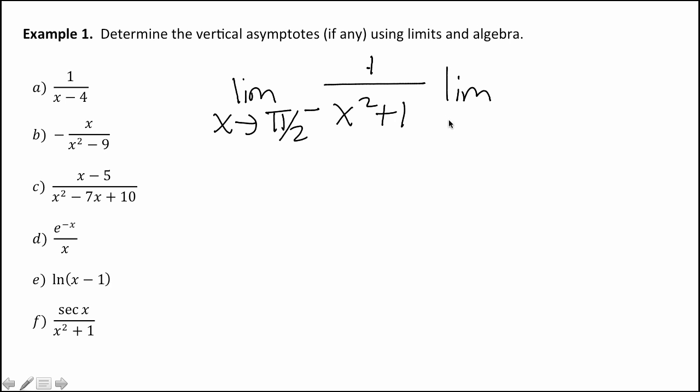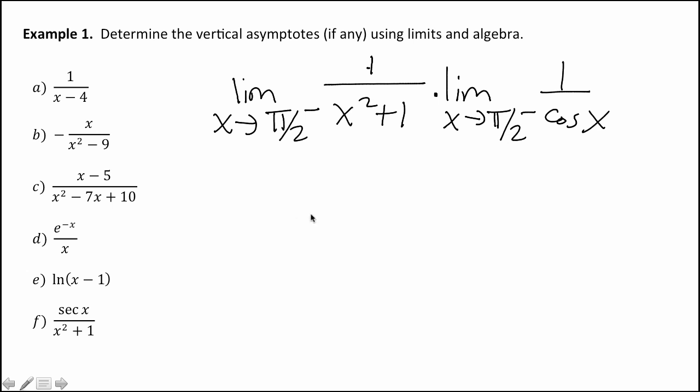Now remember, this is a quotient, so we can take the limit of both of them separately. So that's what I'm going to do here. I'm going to do the limit of secant separately, and then the limit of the 1 over x squared plus 1 part separately, and then just multiply the two, and we'll get our answer. Okay, so how do we do the cosine part?